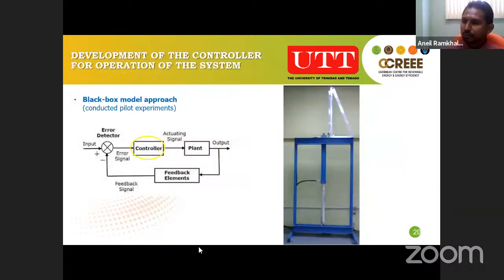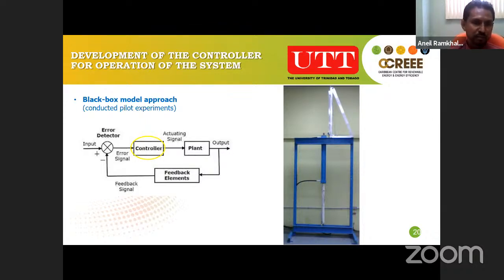Now, to design the controller, we needed to find the overall transfer function for this plant. We looked at a black box model approach, and we conducted some pilot studies on a known laboratory piece of equipment. And we applied the entire process to that known rig for validation.